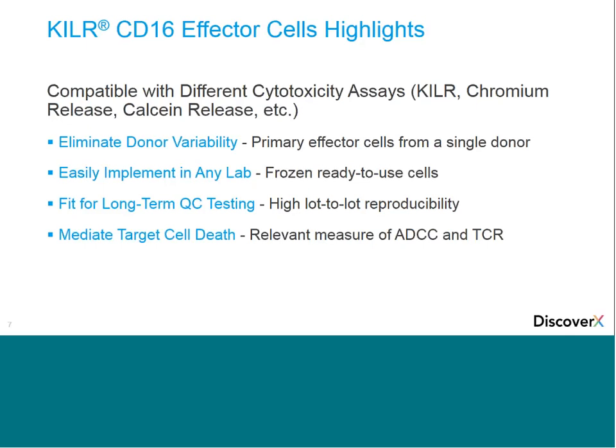These cells have the advantages of eliminating donor variability because they are primary effector cells from a single donor. They're easy to implement in any lab because they are supplied as frozen, ready-to-use cells that require minimal culturing. They're fit for long-term QC testing, as we will demonstrate that they have high lot-to-lot reproducibility. And importantly, they are a relevant measure of ADCC and TCR because they allow you to measure cell killing.